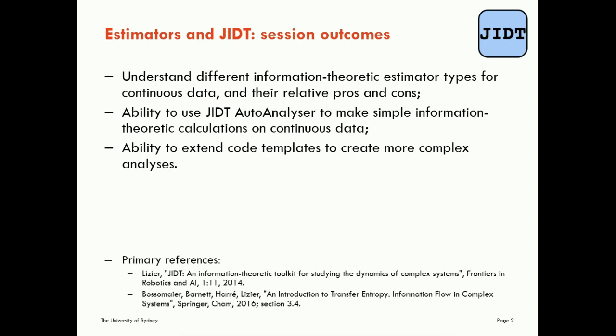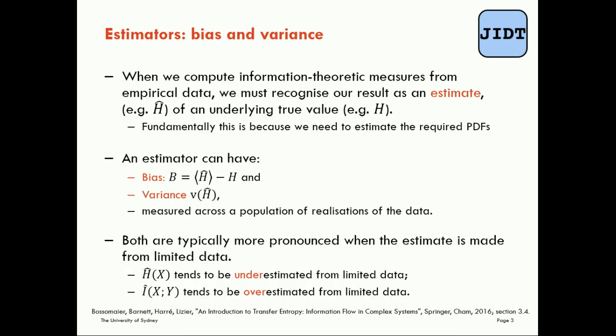The primary references for this session are the JIDT paper itself, as well as the Bossomaier and company book on transfer entropy, section 3.4, where we go through some of these estimators. In this first short video, I'm going to talk about the nature of estimation for information theoretic measures, as well as what it means to estimate the information theoretic measures on continuous valued data.